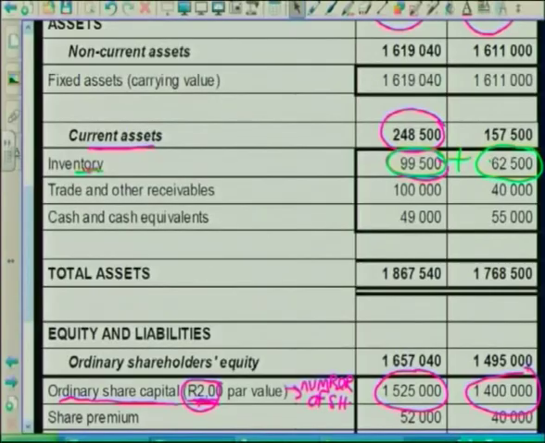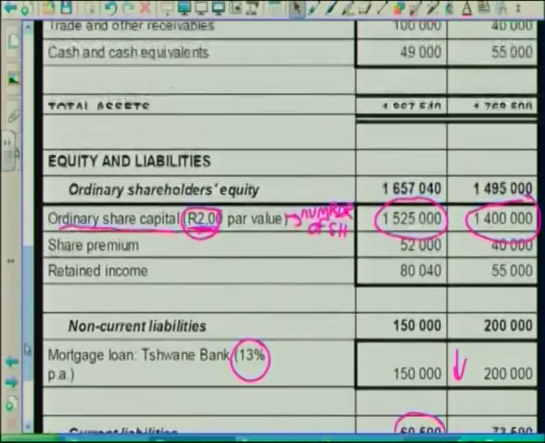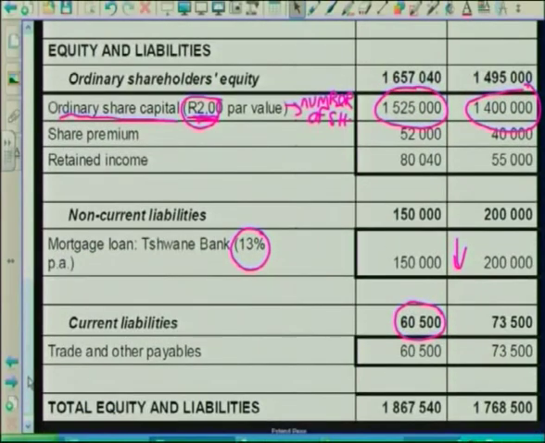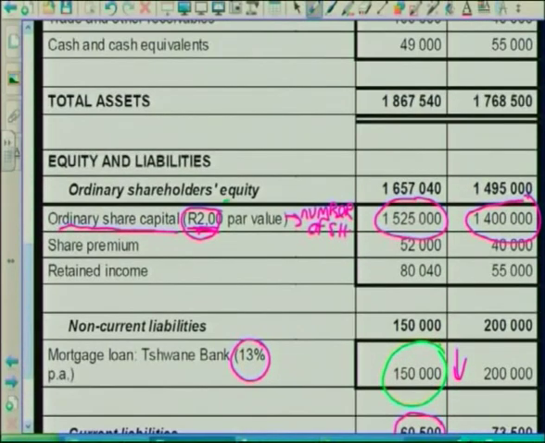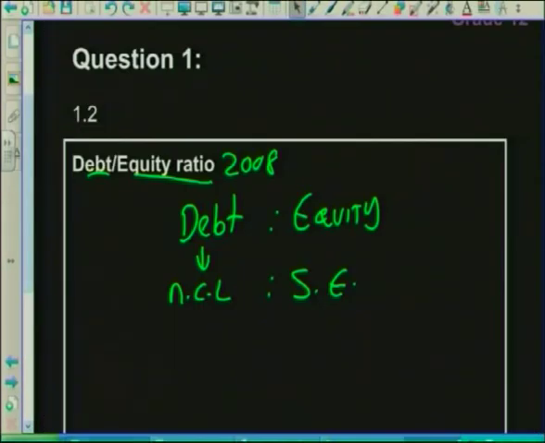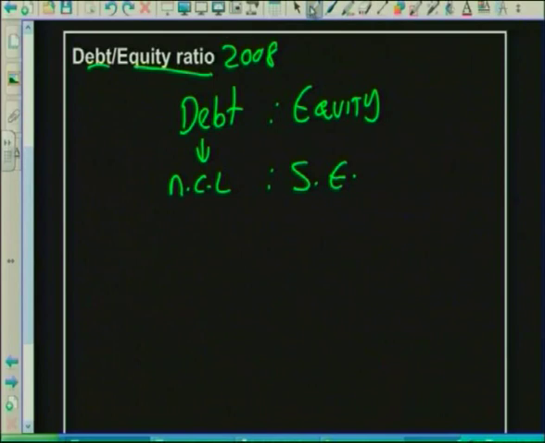So let's go to our balance sheet. Okay, there's our balance sheet. Let's start off with our non-current liabilities. Your non-current liabilities for 2008, sitting at 150,000. And then your ordinary shareholders' equity is sitting at 1,657,040 rand. So these two amounts will be taken in order for us to calculate our debt equity ratio. So let's go back to the answer sheet. Our non-current liabilities was an amount of 150,000. Let's fill that in.